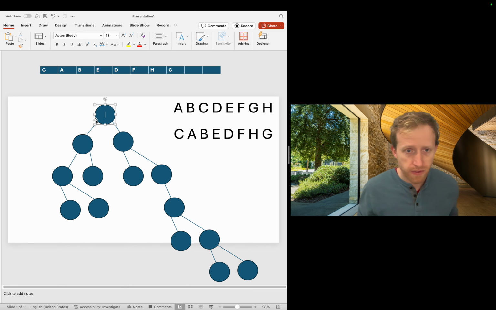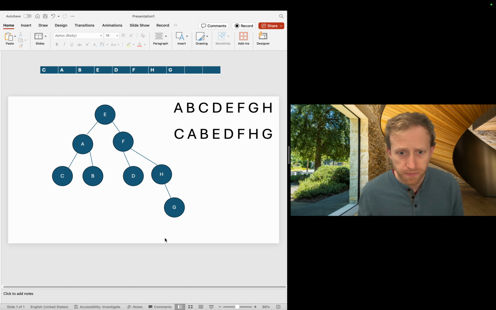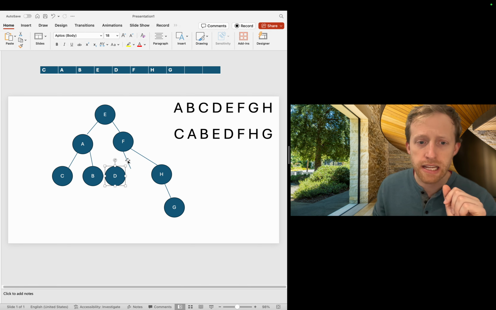So let me actually put this in sorted order. So this would actually be C, A, B, E, D, F, H, G. Okay, so I'm going to just get rid of these other things here. Okay, and so this data structure stores more or less the same information.